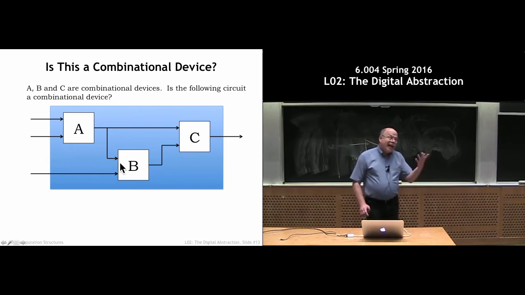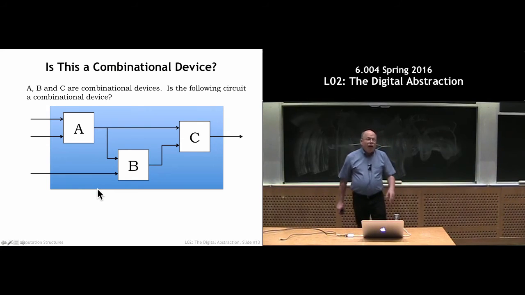Okay, well, let's answer that question. A, B, and C are combinational devices, no cycles. I can follow all the paths and see there's no cycles. No outputs are shorted together. So, what are the 4 questions we have to ask and answer about whether this is a combinational device?